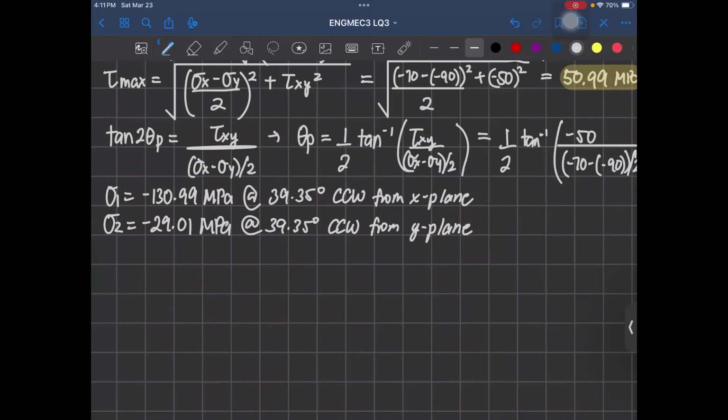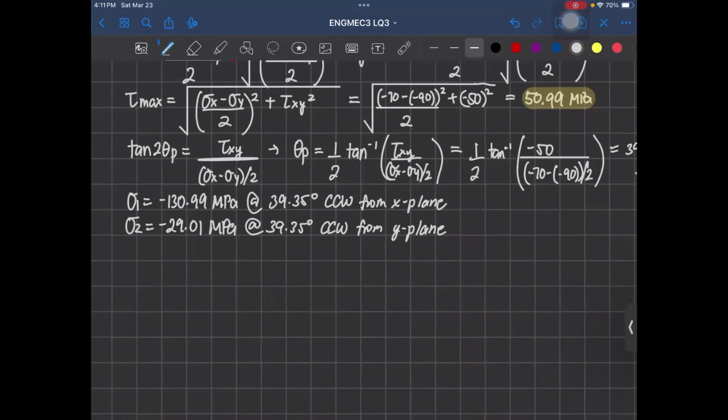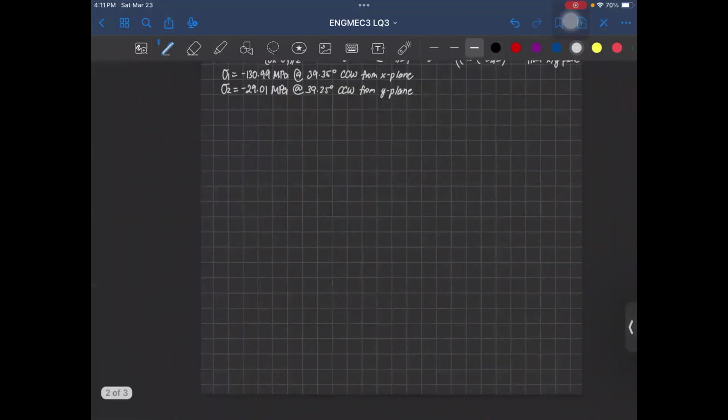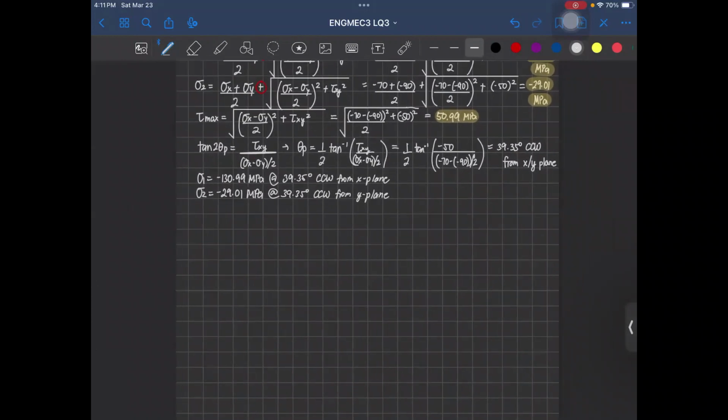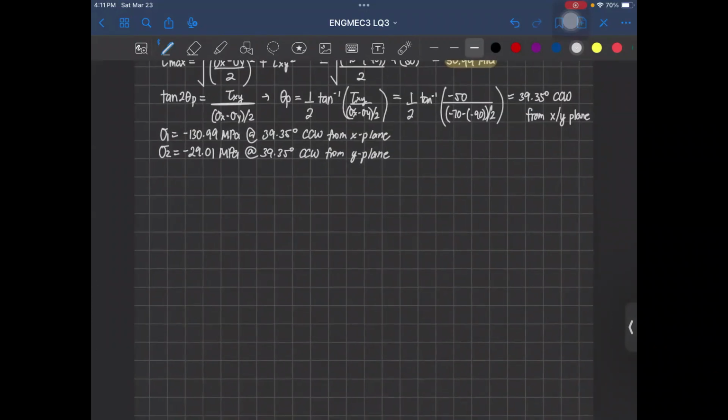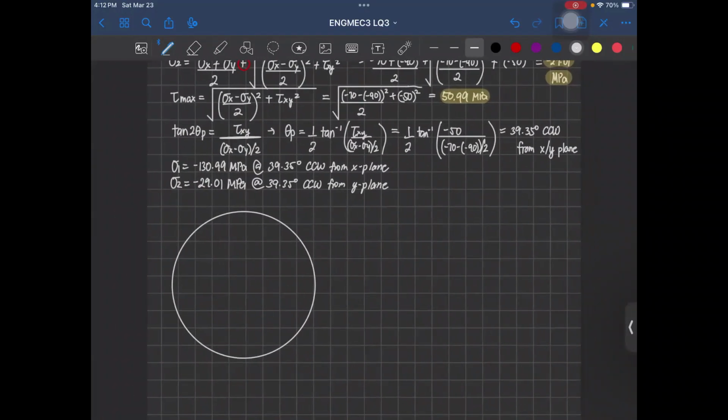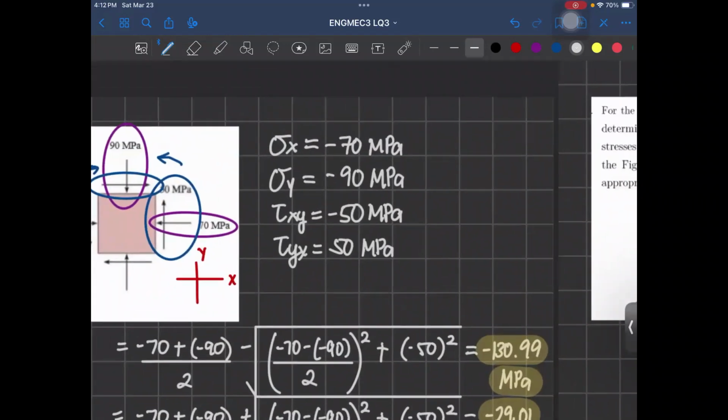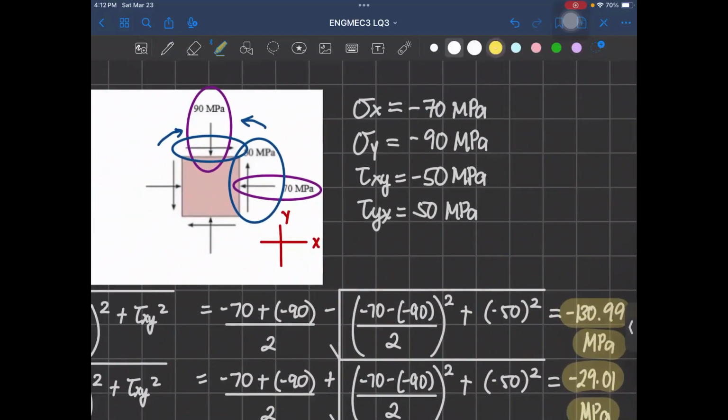So now let's try to solve it using Mohr's circle. Let's graph it first into our Mohr's circle. So let me just draw a circle here. We can convert our givens. So in this case, convert this one into 2 points which are in the Mohr's circle.